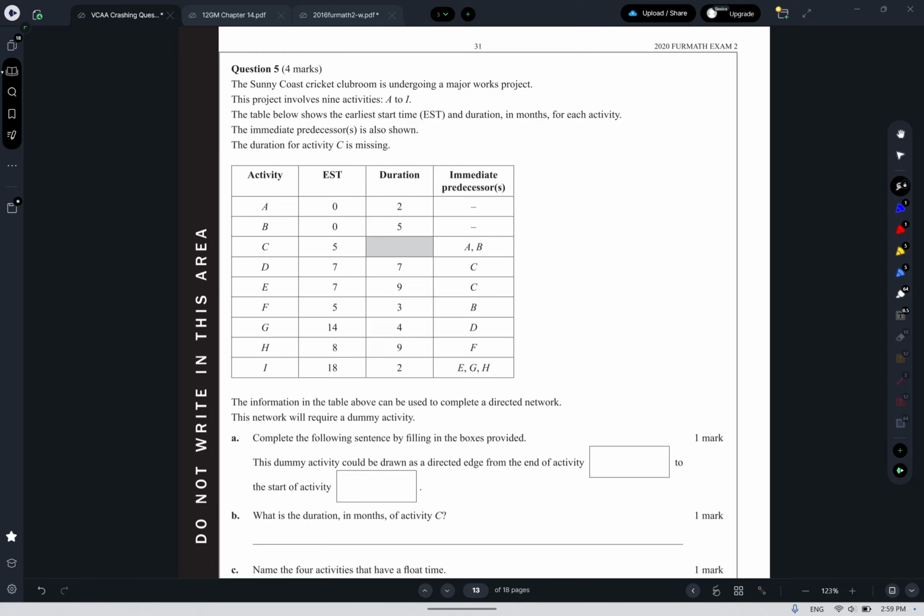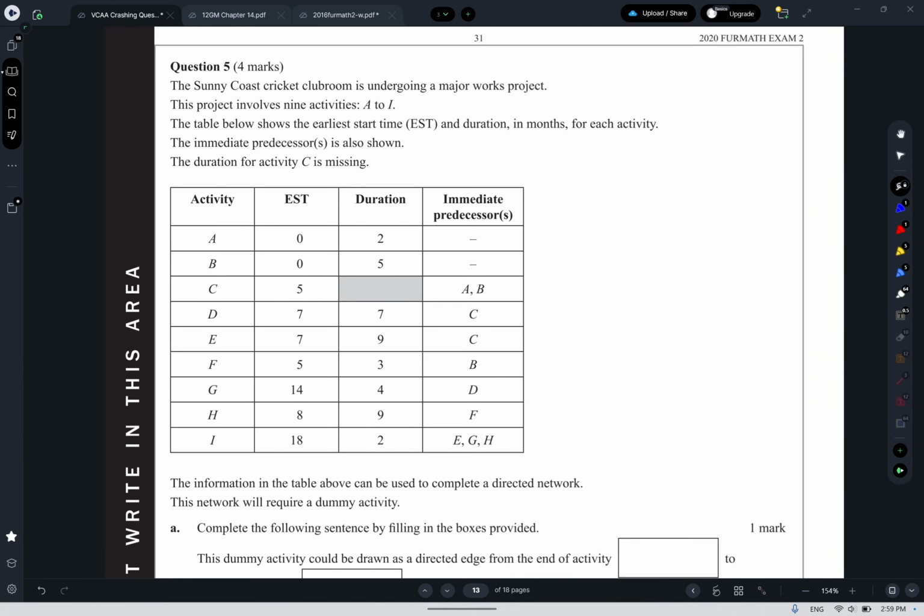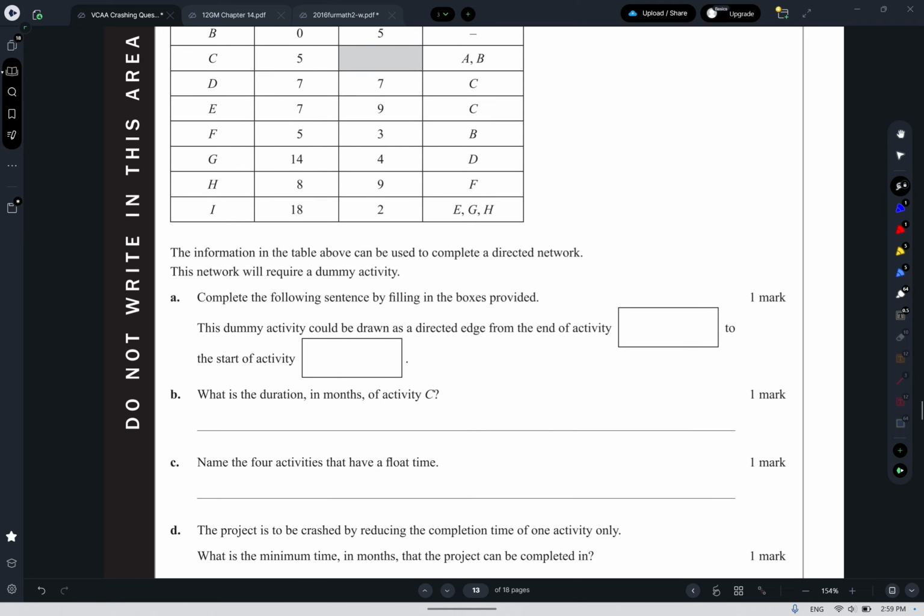Hello, this is the 2020 Exam 2 General Math question 5 of networks. So we have a table, we have durations in months, ESTs, predecessors, activities, that sort of thing. Activity C's duration is missing, which will be asked about no doubt.